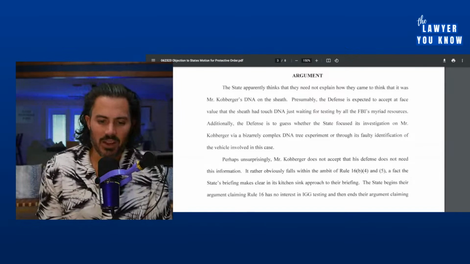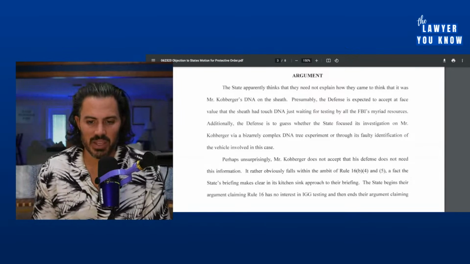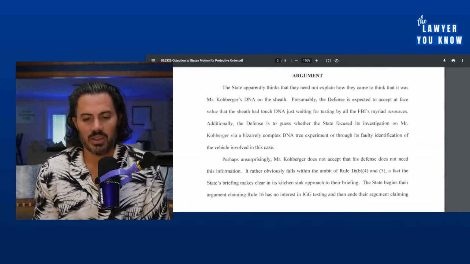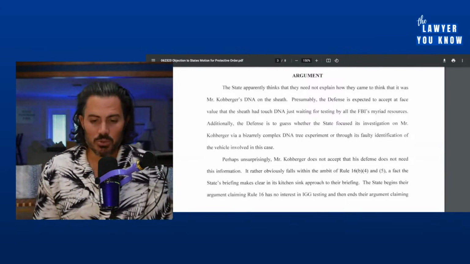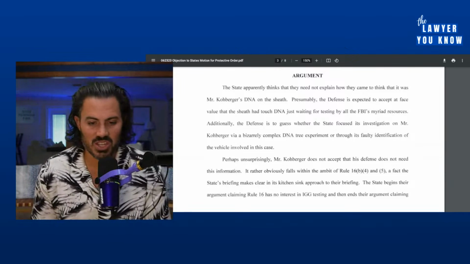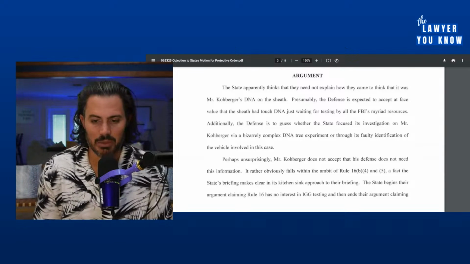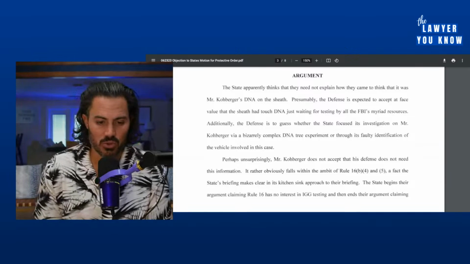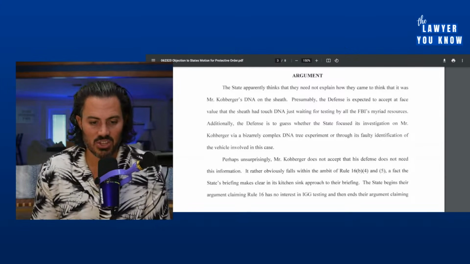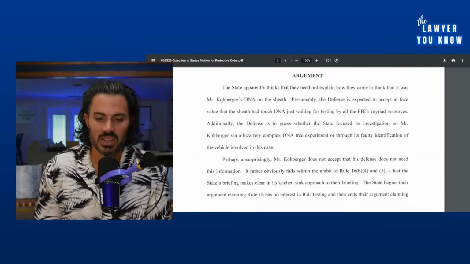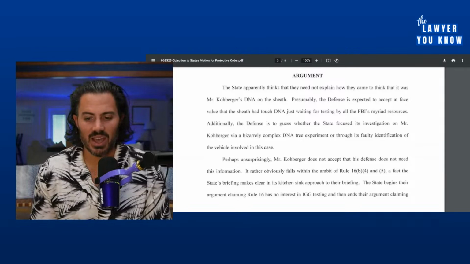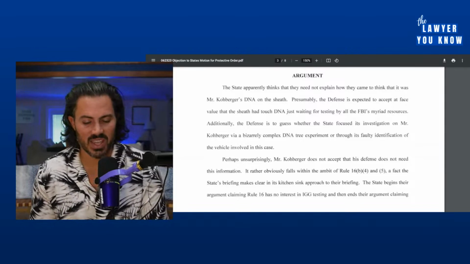The state apparently thinks that they need not explain how they came to think that it was Mr. Kohberger's DNA on the sheath. I disagree with that as well. Presumably, the defense is expected to accept at face value that the sheath had touch DNA just waiting for testing by all the FBI's myriad resources. Additionally, the defense is to guess whether the state focused its investigation on Mr. Kohberger via a bizarrely complex DNA tree experiment or through its faulty identification of the vehicle involved in this case.